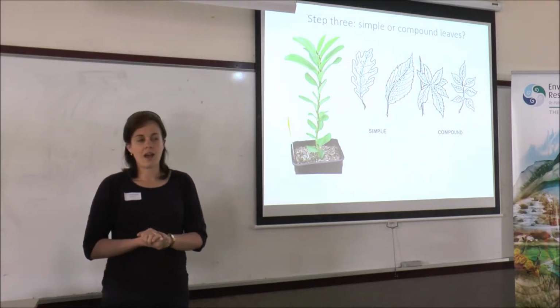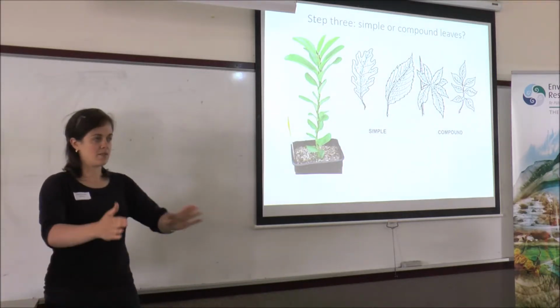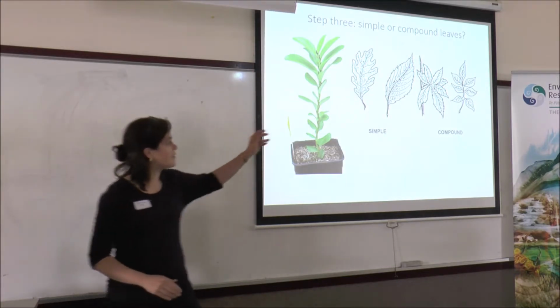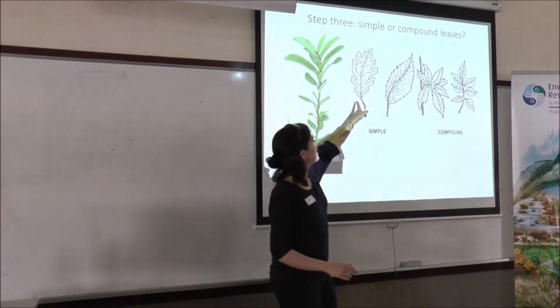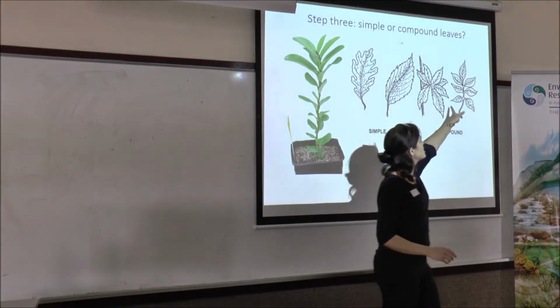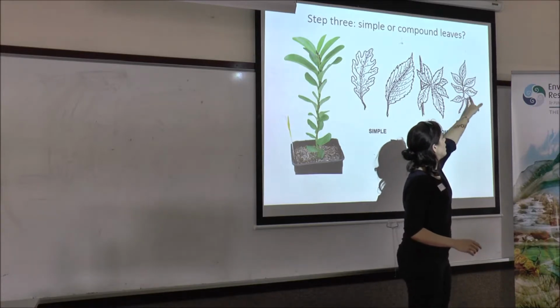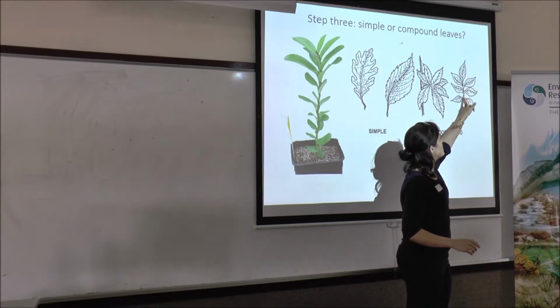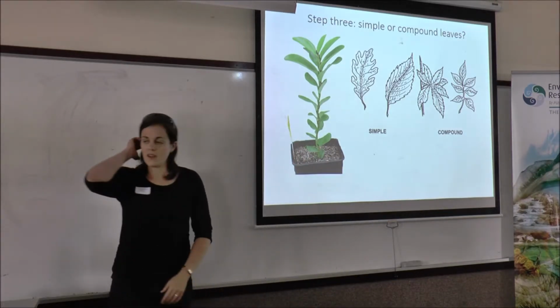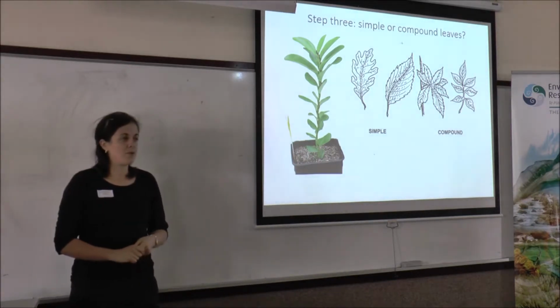Step 3: now that you know if your leaves are opposite or alternate, are they simple or compound? So on the left here we have simple leaves, it's a leaf. Whereas here we have compound leaves. So this is still a leaf, but it's got leaflets, and you can see that they're still joined. So that's step 3, and we're going to hopefully be able to find some examples.